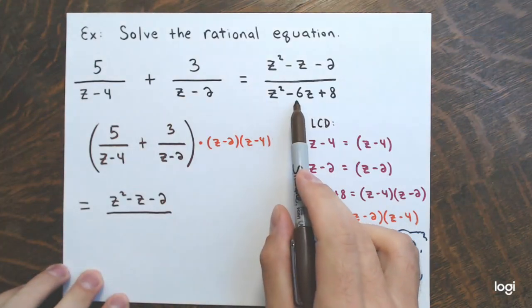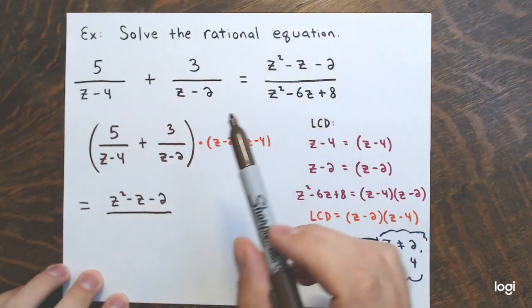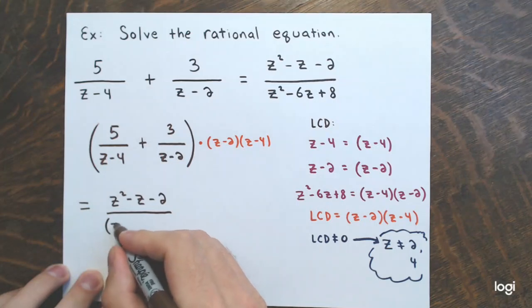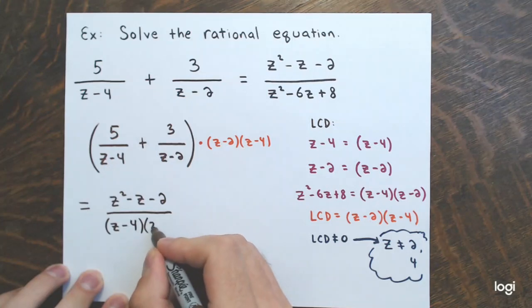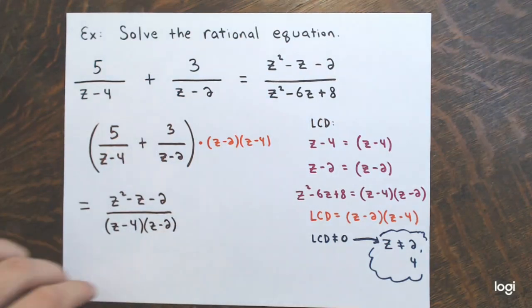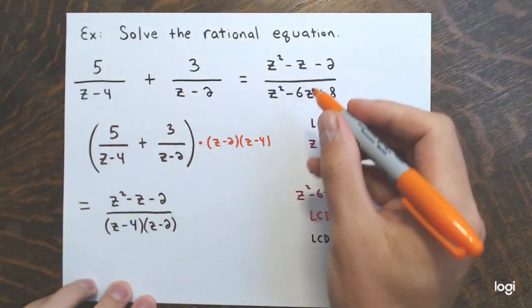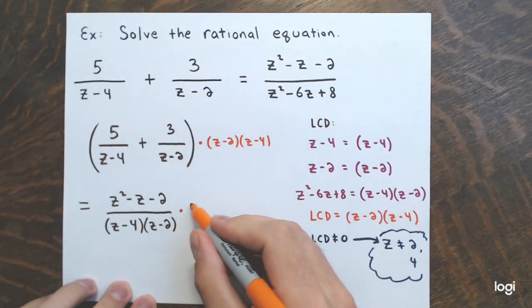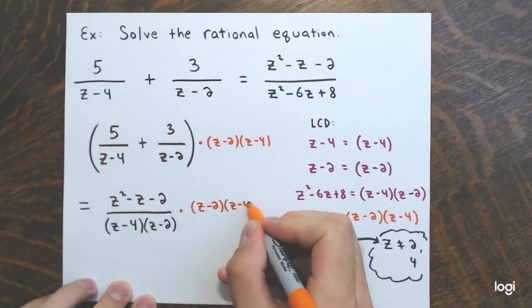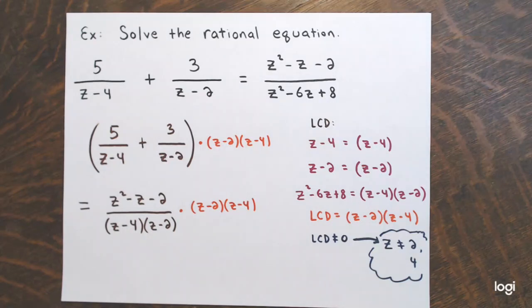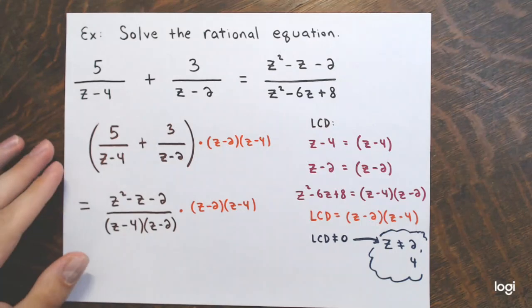So instead of writing out the denominator z squared minus 6z plus 8, I'm going to write that in its factored form, which is z minus 4 times z minus 2, or z minus 2 times z minus 4. Right. And again, that's the right side. We're going to multiply this by the LCD, z minus 2 times z minus 4, or again z minus 4 times z minus 2. Now the whole purpose of this multiplication of both sides by the LCD is to get rid of the denominators, to clean up the equation, make it look a little nicer.